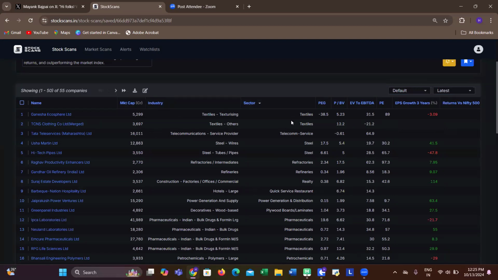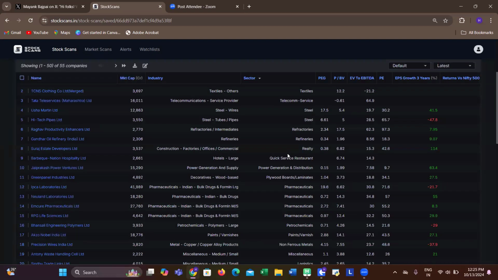You can see this. In the textile industry, I'm getting two companies at this point in time. And I can look at the EPS growth and everything on the same screen, as well as the valuation metrics in terms of PEG, price to book value, EV to EBITDA, and PE, right? And then, yeah, look at this.